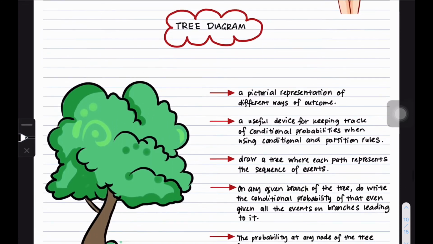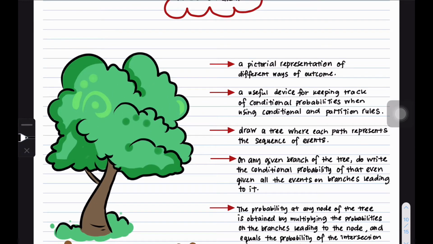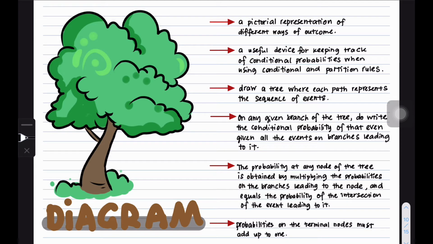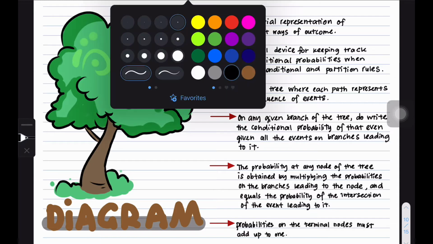A tree diagram is a pictorial representation of different ways of outcome. So daripada tree diagram ni kita boleh represent kita punya a few numbers of outcome. Contohnya kalau kita nak pick a ball 2 kali, kita boleh represent dengan menggunakan tree diagram. Why we call it a tree diagram? Because we use the concept of branch. Dalam tree diagram ni kita ada banyak branch.